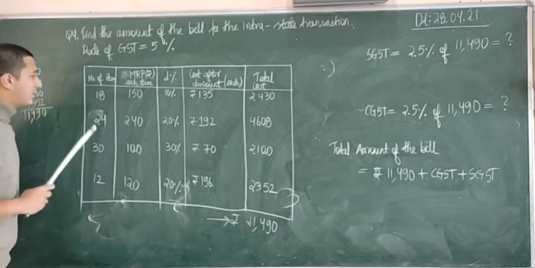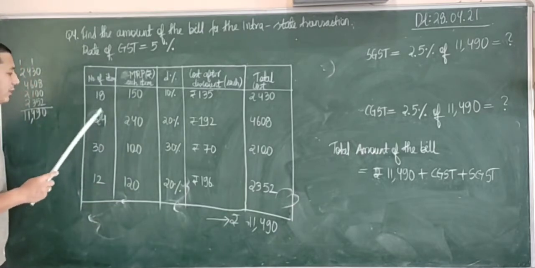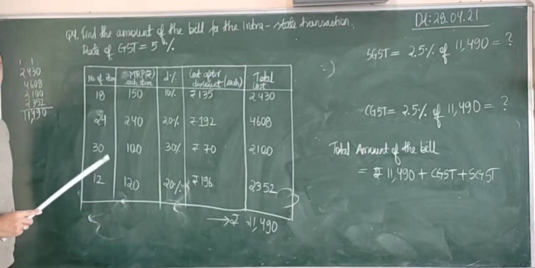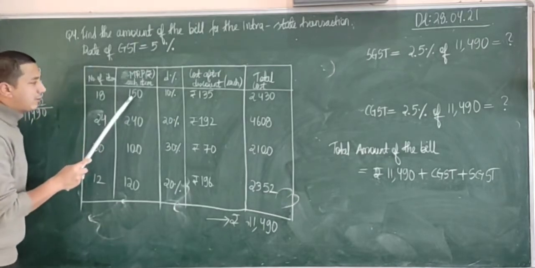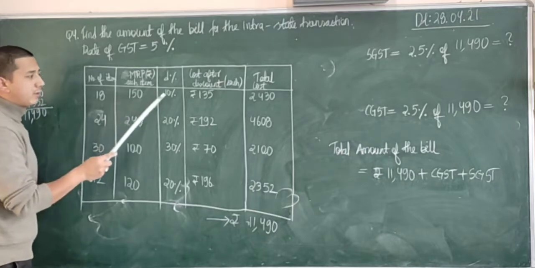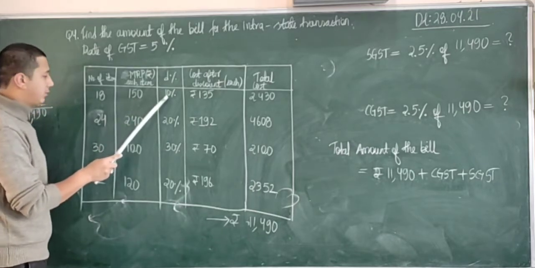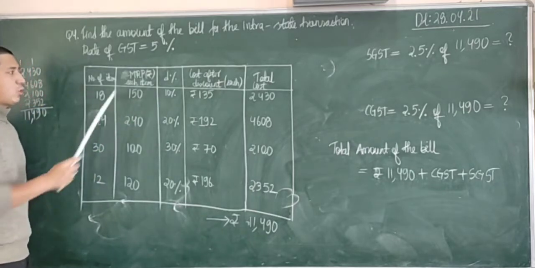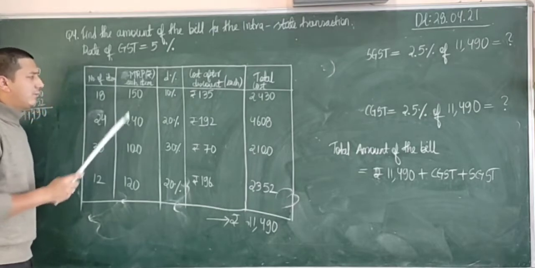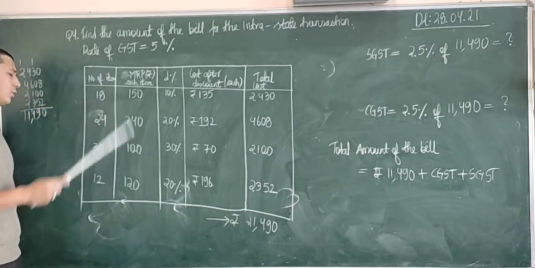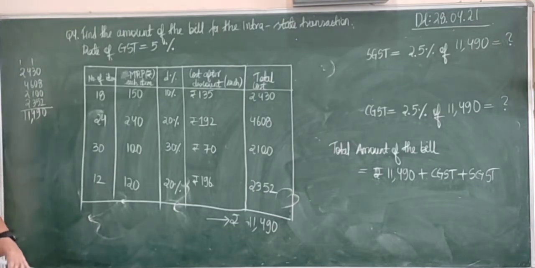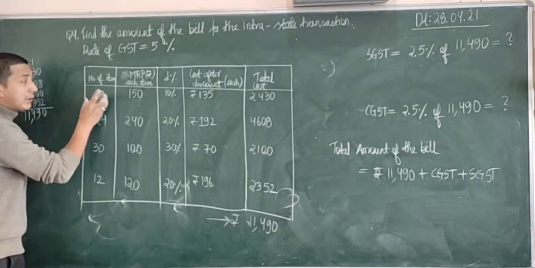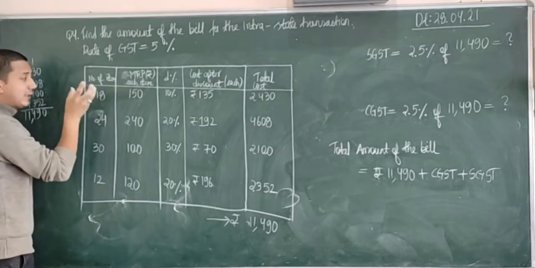The first column is number of items: 18, 24, 30, 12. 18 number of items, the cost for each item is 150 with the rate of 10% discount. 24 items, the cost for each item is 240, the cost of each item is 100, the cost of each item is 120. So what is this? These are the number of items.